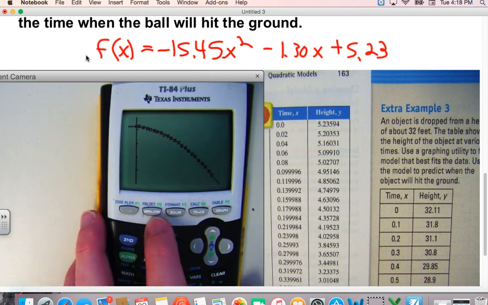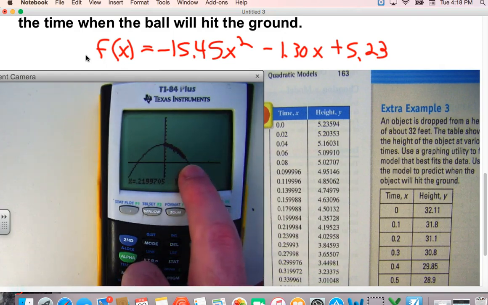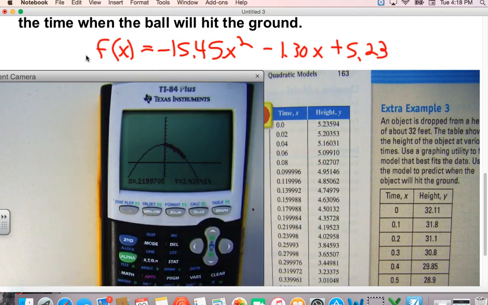Now we need to zoom out and see where that line crosses the x-axis, right? So that graph's going to come down and hit the x-axis. That's where the height is 0, right? The height's decreasing all the way down through here, and bam, right there's where it's 0. So we need to figure that out.